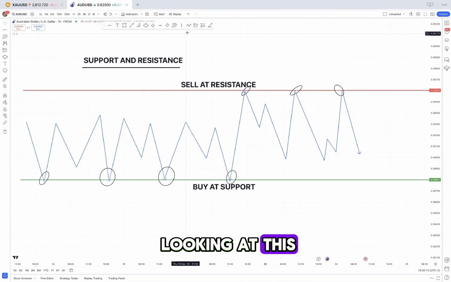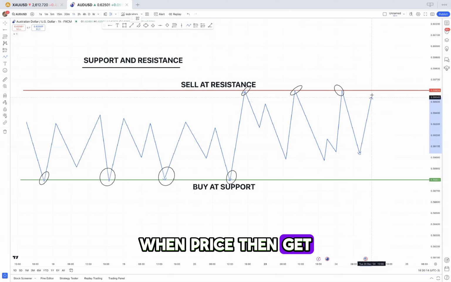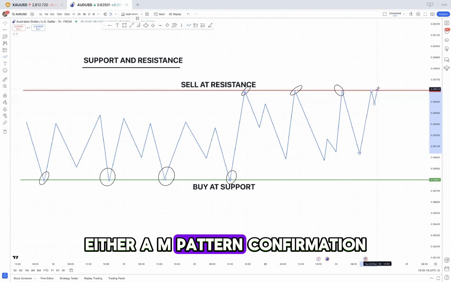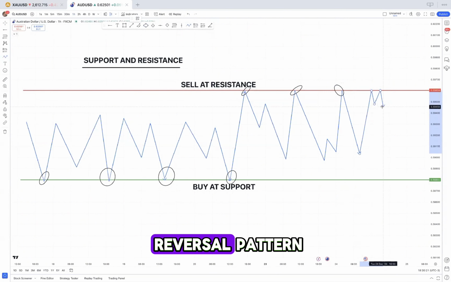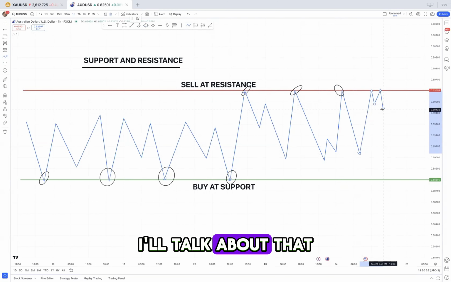So looking at this, you have to be patient because patience is profitability. When price then gets back to this area, you look for your confirmation, either an M pattern confirmation, which shows you a reversal pattern, or a bearish engulfing. Then, like I said, I'll talk about that in the next video.